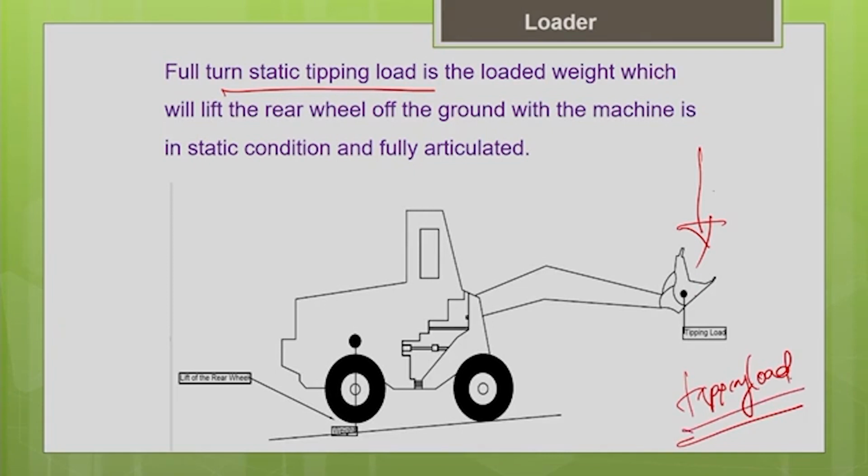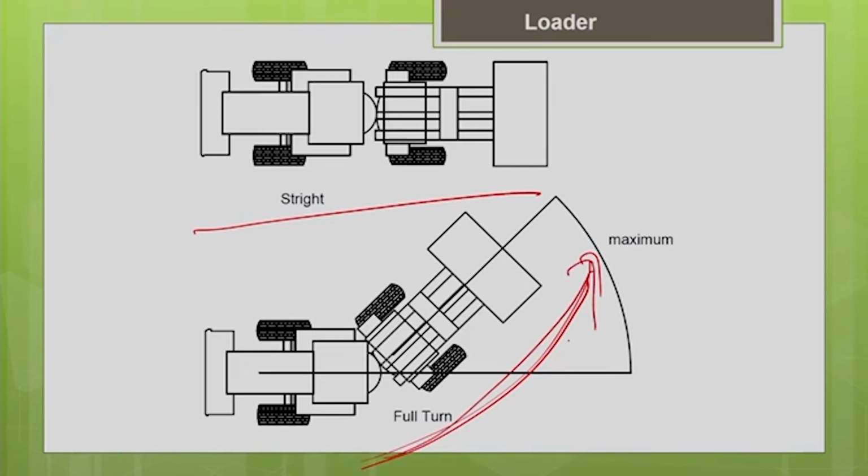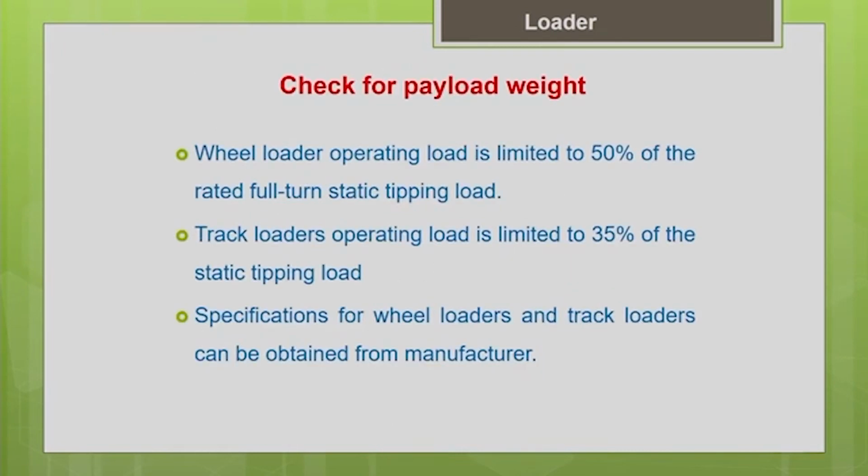Okay. So, this test will be done by the manufacturer, and they do this test in static condition to avoid the variability, and the machine will be in fully turned condition or articulated condition. That is going to be highly risky. So, the machine will be in fully turned condition when they do the test. I hope you understand the difference between straight and fully turned. So, when it is fully turned, it is going to be more risky. So, they carry out the test in the fully turned condition.